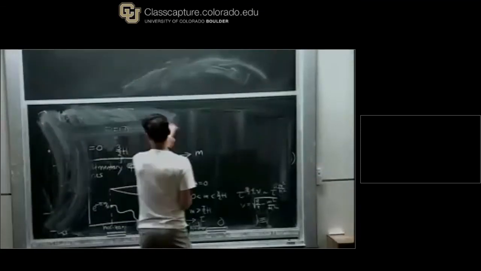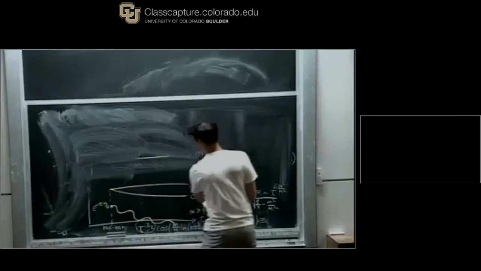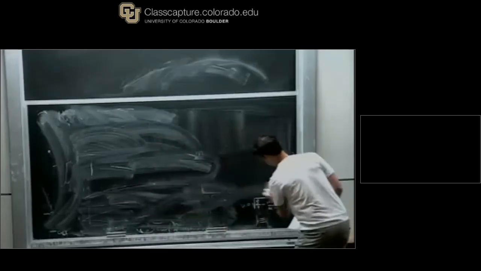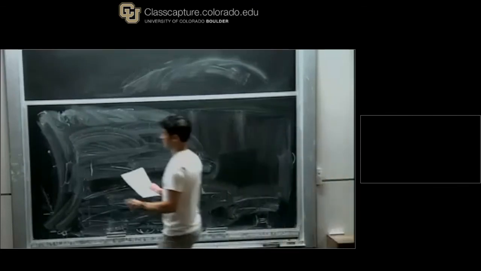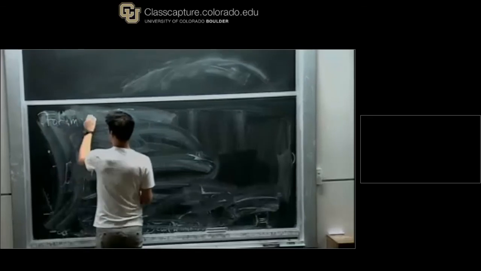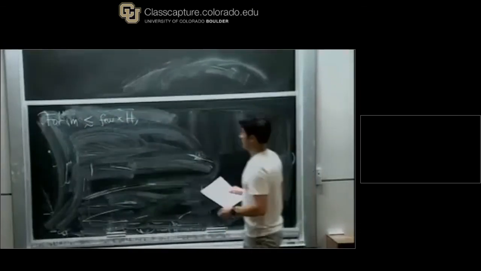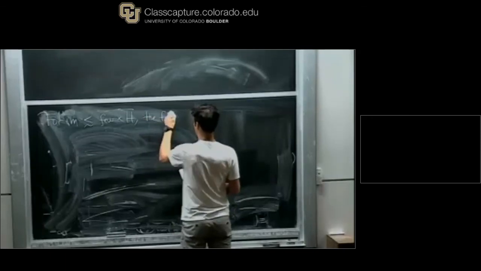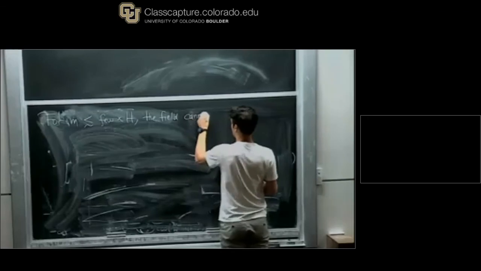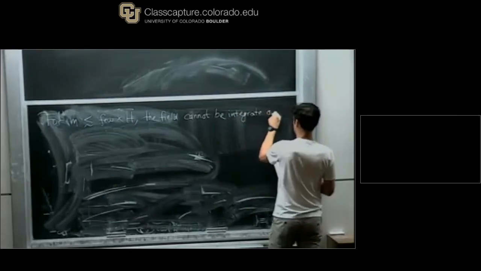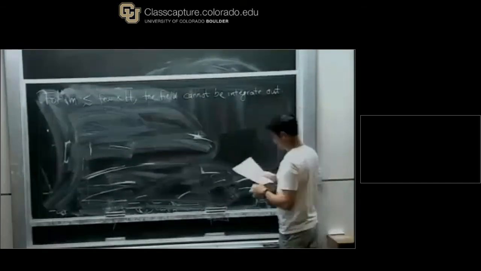Okay, but this was for masses that are much higher than the Hubble scale. So what happens if that's not the case? In particular, if the masses are less than or equal to a factor of a few times the Hubble scale, in that case, the field cannot be integrated out completely. So the field sigma cannot be integrated out.